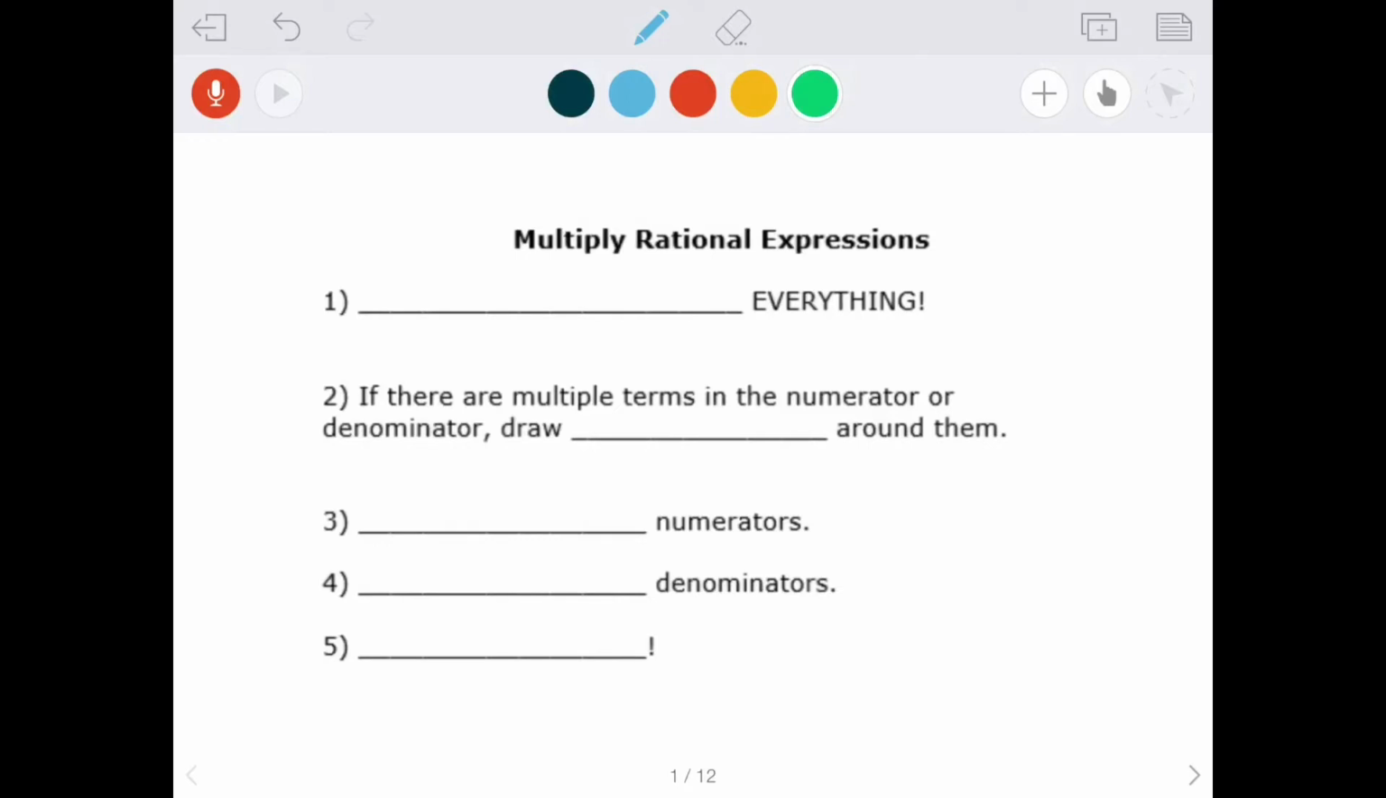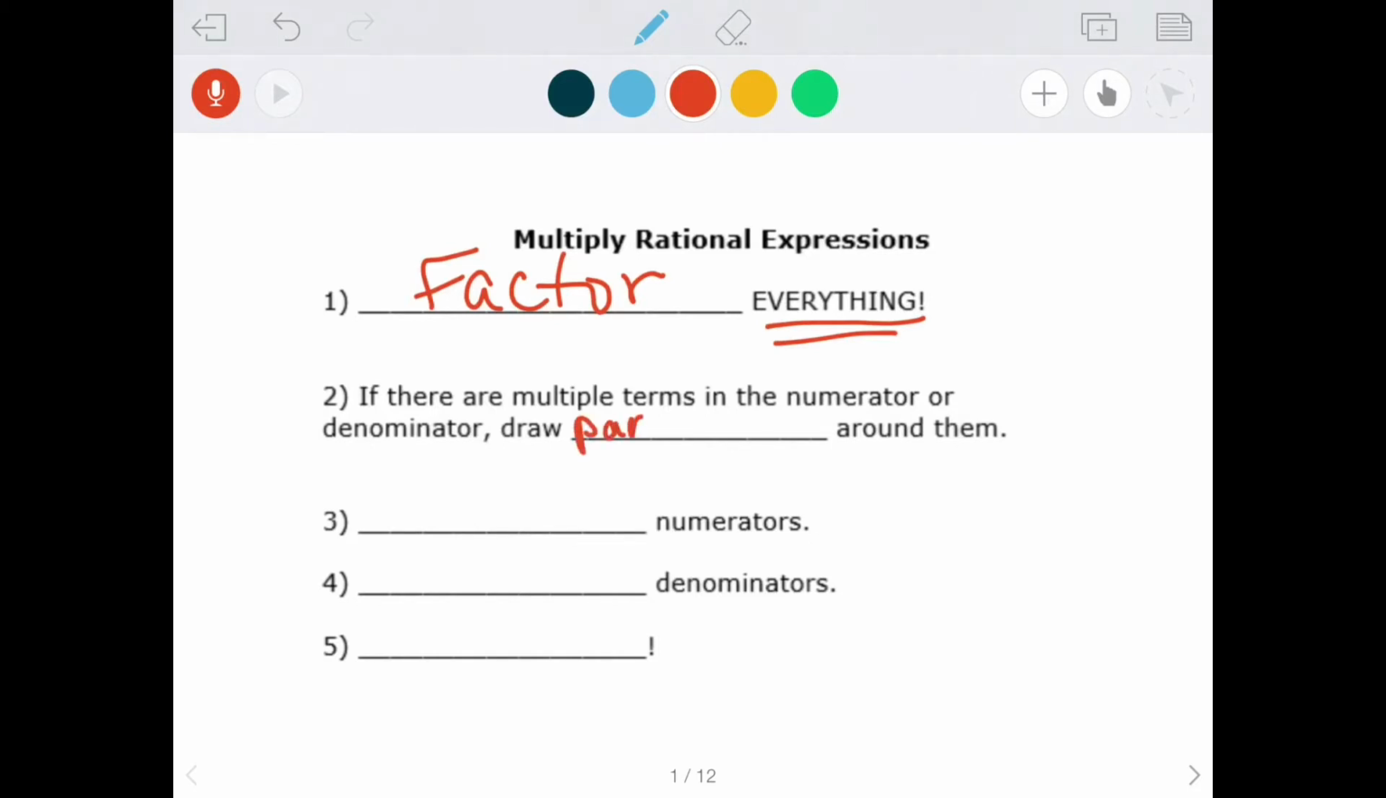So, for my step people, because I know a lot of you like to have steps to solve things, I wrote out 5 steps for you. The first thing you are going to do is factor everything. That's right, everything.